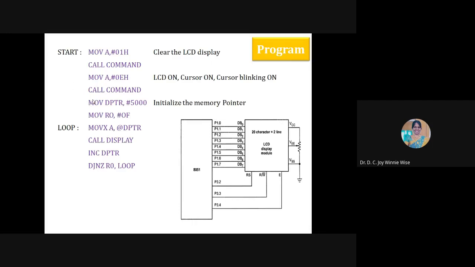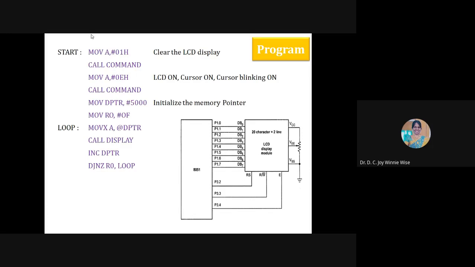In this program, I have used two subroutines, command and display. A subroutine is, suppose 10 lines are repeated again and again, they can be written as a subroutine and kept anywhere in the memory. Whenever it is needed, we can call the subroutine. First, I'm clearing the LCD display. The command value is 01 as referred to in the table. Then I'm calling the command subroutine, which will control the LCD display. It will clear the LCD.